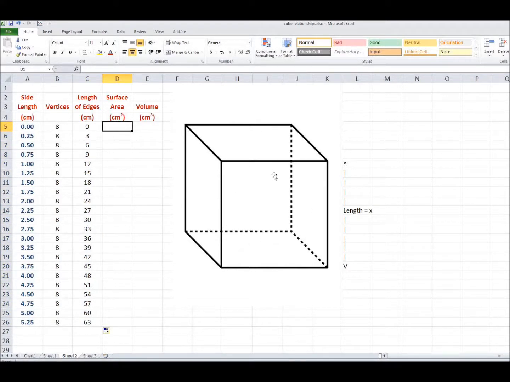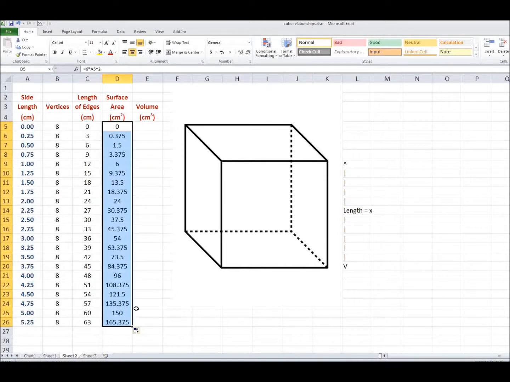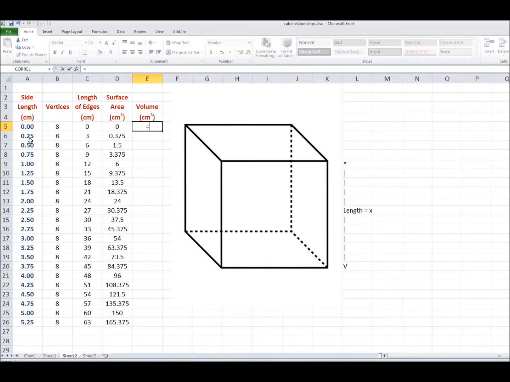Each face has a surface area of x squared, and there are 6 faces, so we get 6 times the edge length squared. And let's copy that down. So that's an example of a quadratic relationship. And finally, the volume. The volume is simply equal to the edge length cubed.